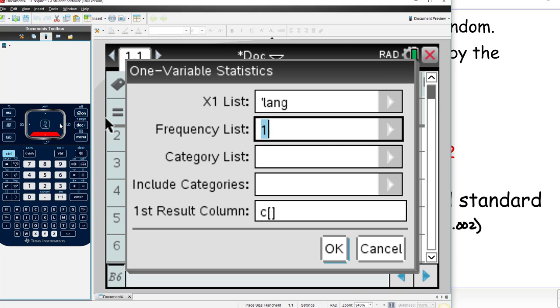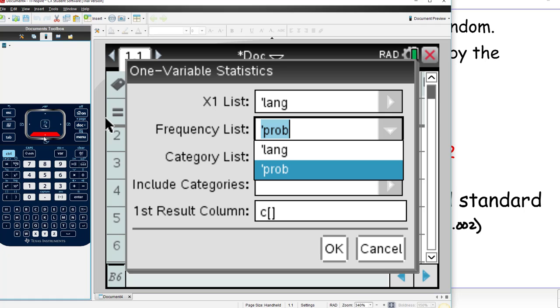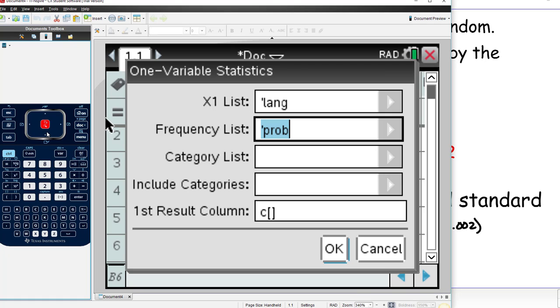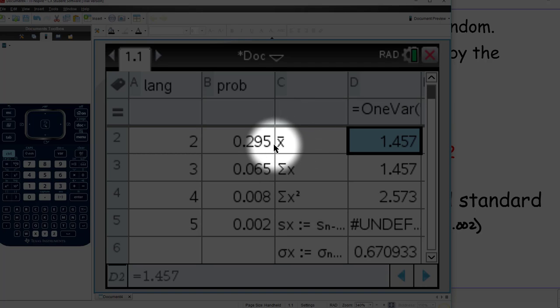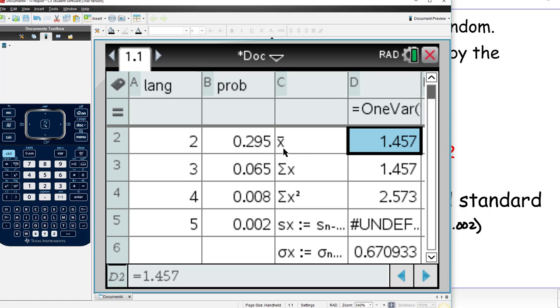And then the frequency list, this is the thing that you want to change that's different. The frequency list shows how often each of these values pops up. The value of 1 pops up 63% of the time. That's why we had to create the second column, okay? So what this does now is it takes into account all of those different things. If you did it by hand, you should have gotten 1.457 for your average. And here in our one variable statistics, we have x bar. We know that's the mean. Even though the notation's not right, we can still interpret it the same way. 1.457 is our average expected value for the languages.